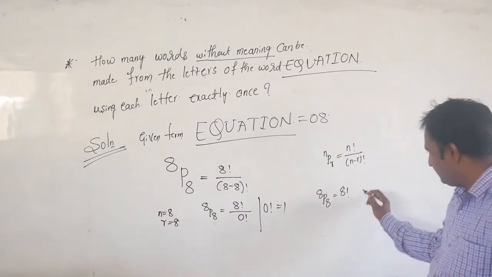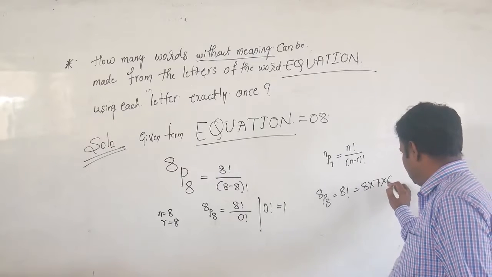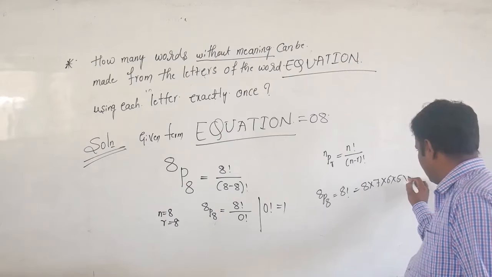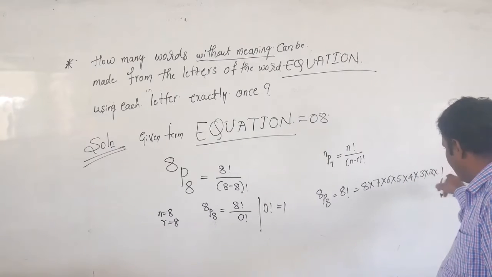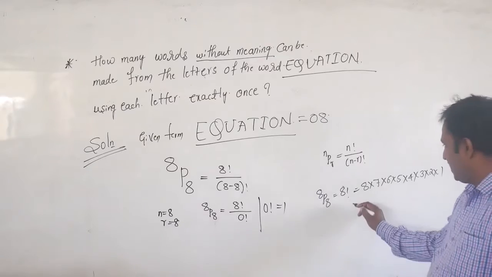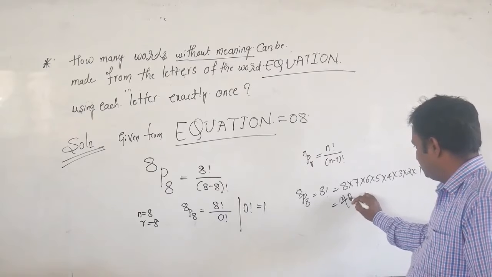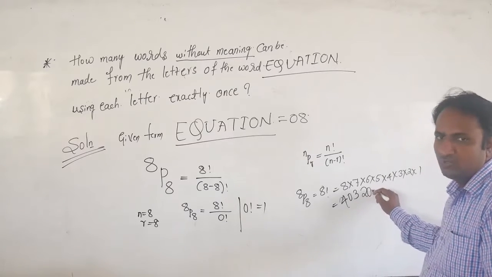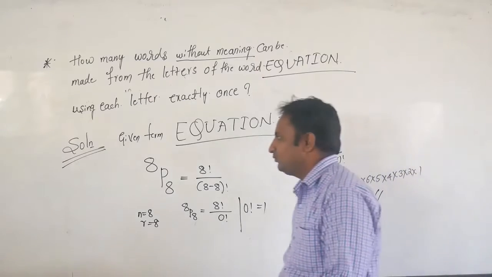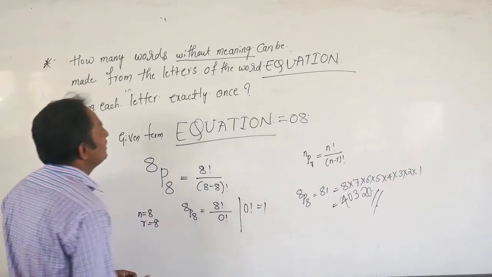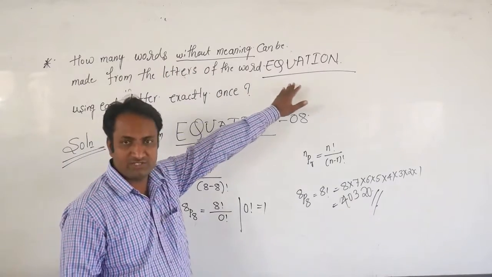8 factorial can be expanded as 8, 7, 6, 5, 4, 3, 2 as well as 1. Here our resulting answer is 40320, which is our final answer. In that way, we can arrange without meaning the letters of the considered word EQUATION.